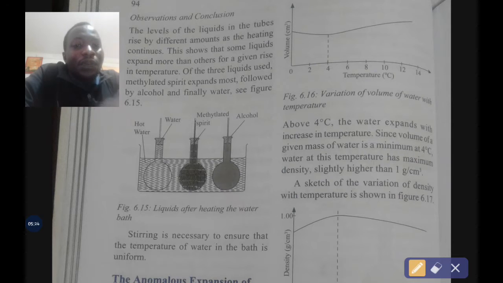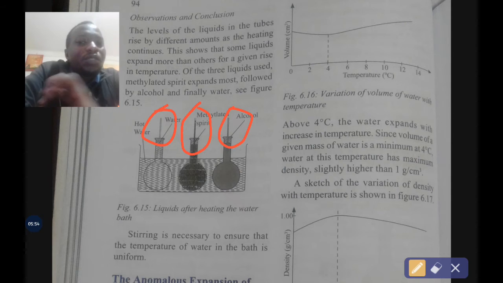are put. Now, if we put them under the same hot water, it will be noticed that the level of methylated spirit will be the highest, followed by the level of alcohol, and finally the level of water once again will be the least. Now, what does that tell us? Methylated spirit expands more than alcohol, which also expands more than water.